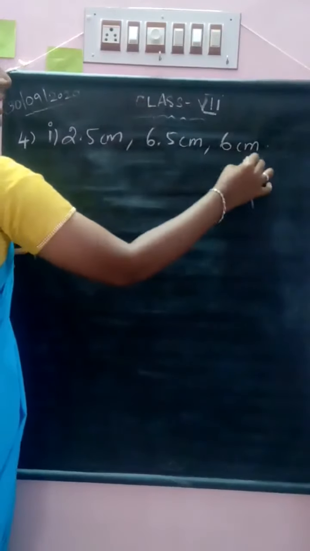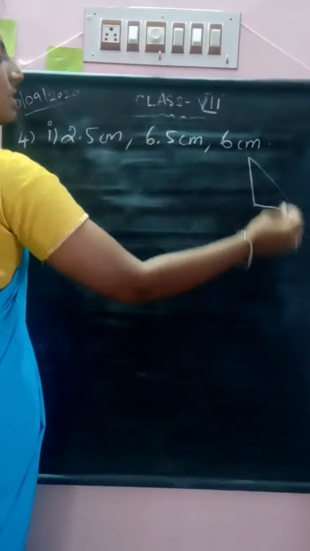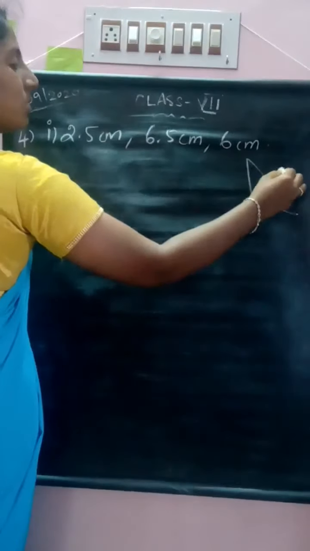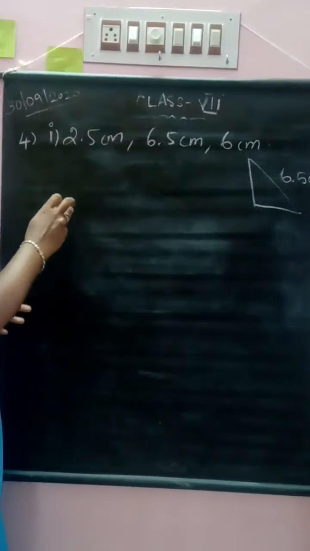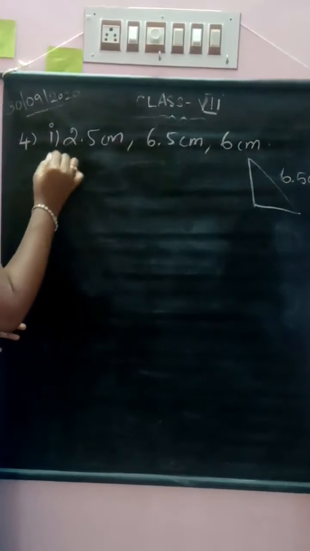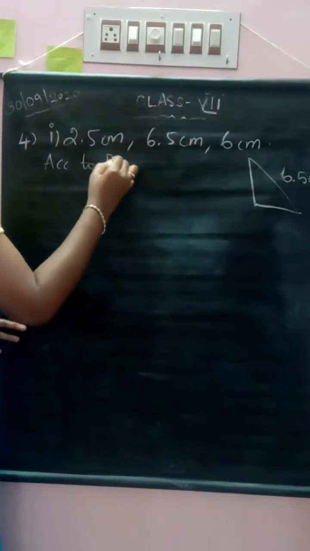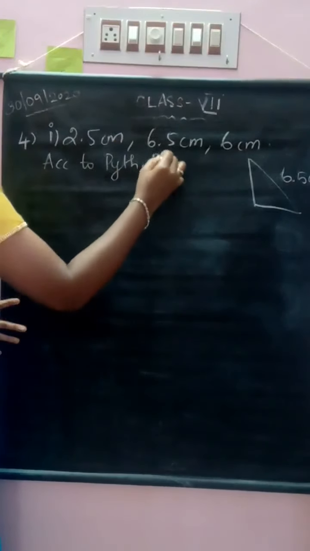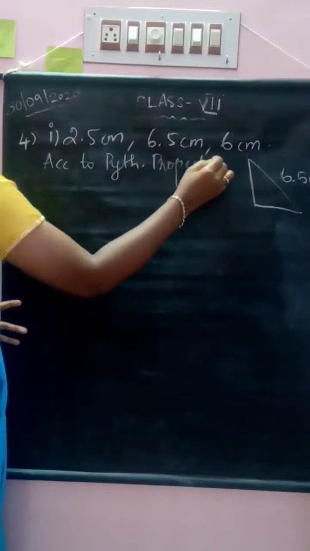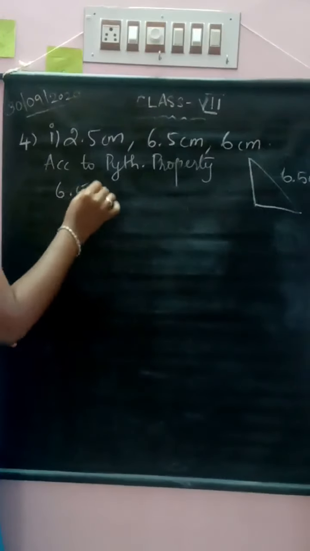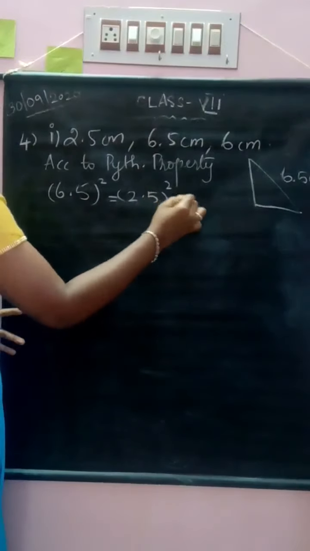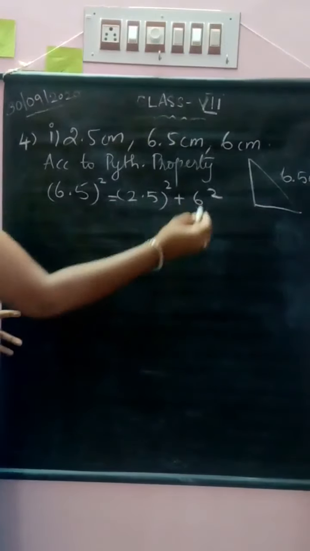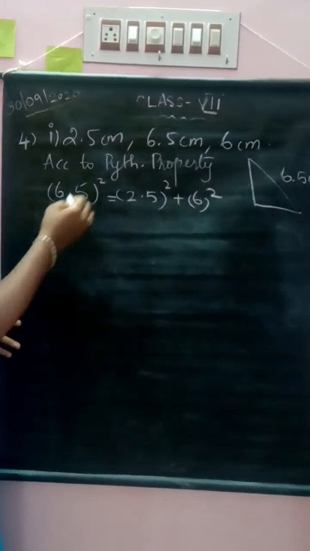Okay. So let me take that in a right triangle, the hypotenuse is the bigger side. So let me assume this to be 6.5 centimeter. Now, according to Pythagoras property, the square of the hypotenuse is equal to the sum of squares of the other two sides. Yes or no? Yes.